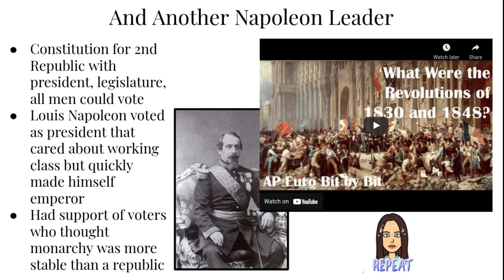The person voted as president was none other than the original Napoleon's nephew, Louis. Although he claimed he supported the working class, he soon tried to make himself as powerful as his uncle had been. And he did have supporters, because some people were so wary of constant changes in government that they had preferred the monarchy version because they thought it was more stable. In fact, it had been the only method for hundreds of years before.